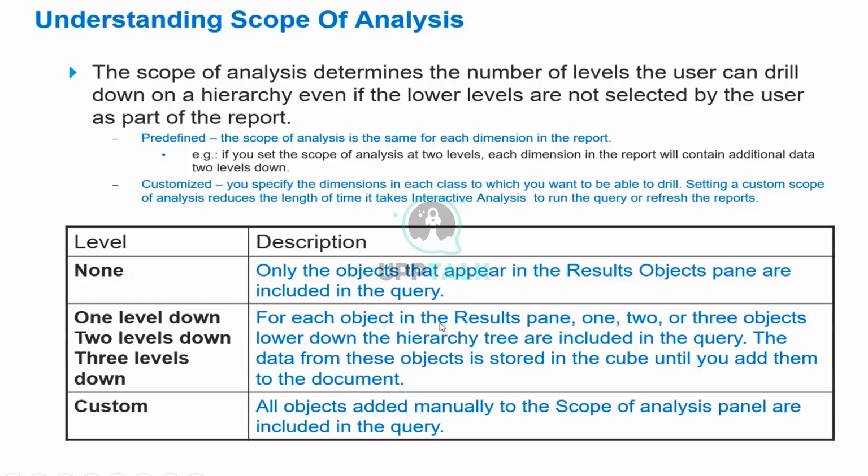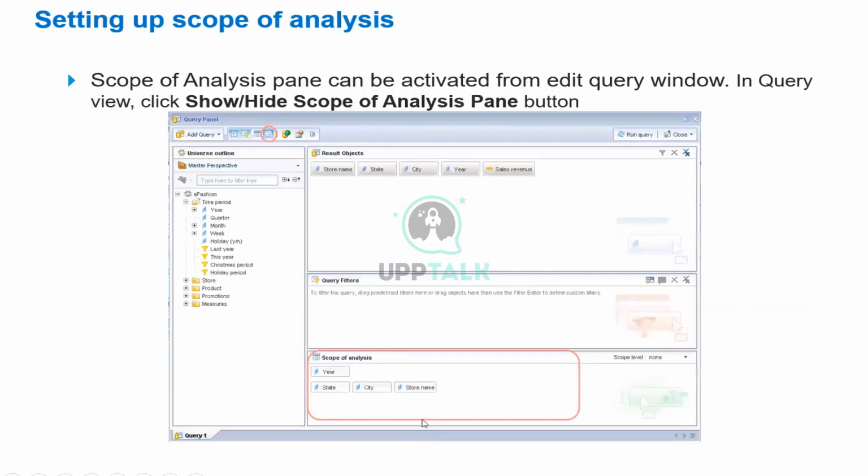If we put one level down, for each object in the results pane it will give us one object level down; with 2 levels it goes 2 levels down, and with 3 levels, 3 levels down. The hierarchy trees are included in the query. The data from these objects is stored in the cube until you add them to the document. Custom: all objects added manually to the scope of analysis panel are included in the query.